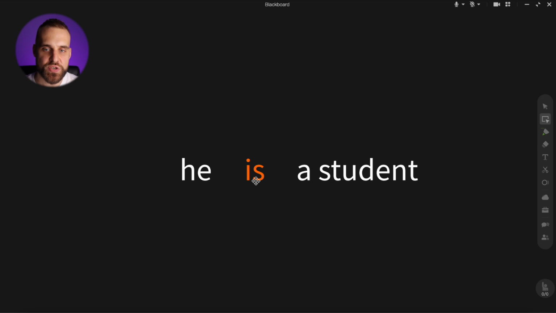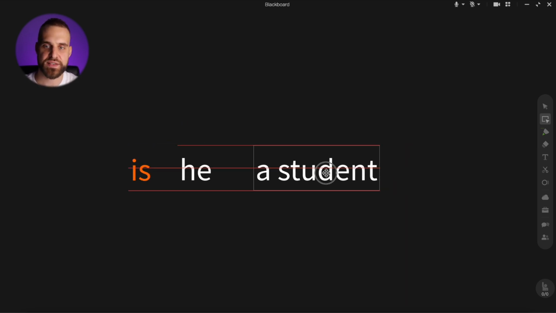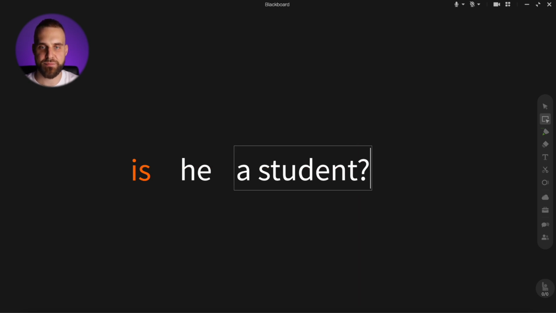And now the final part, how to ask questions with to be. The good news, it's super easy. To make a question, you just move the verb to be to the beginning of the sentence, before the subject. Let's look at the examples.